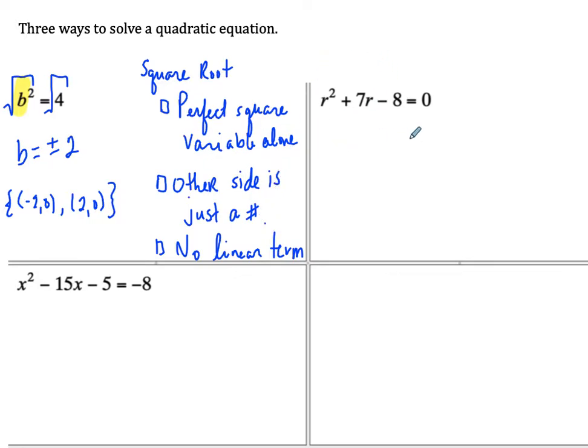All right, so if I were to look at this one, notice here, if I were to try to get this r squared by itself, maybe moving the positive 7r to the other side by subtracting 7r and adding the 8 to both sides, I'd have variables then on both sides of the equation, right? So in order to get the quadratic term alone, I'm going to have variables split on both sides of the problem. So I'm not going to be able to use the square root method for this problem because it's got a linear term, right?